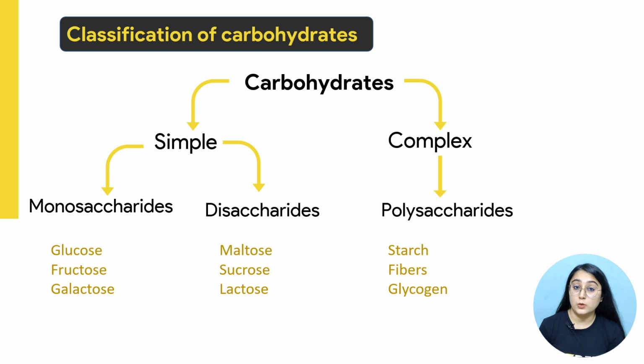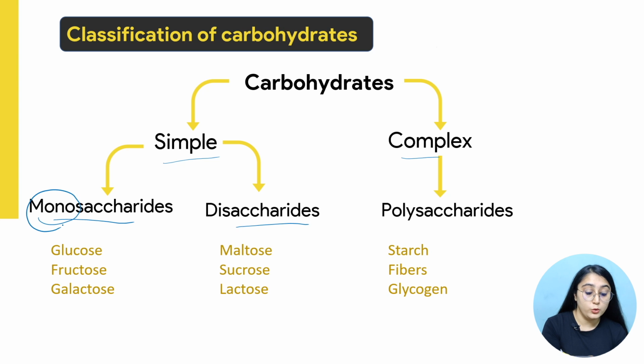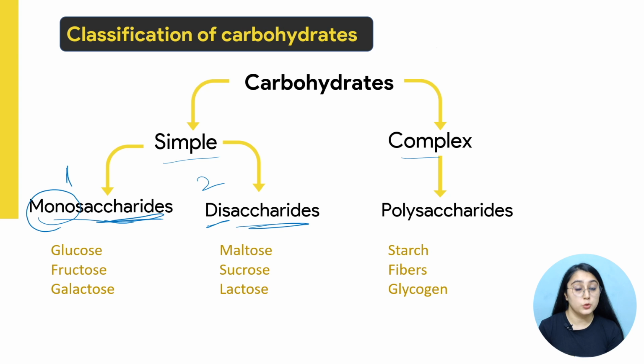Now if you look at the classification of carbohydrates, carbohydrates can be divided based on the number of sugar or saccharide units as simple or complex. In the simple, we have monosaccharides and disaccharides, and as the name suggests, mono means one and saccharide meaning sugar. Similarly, di meaning two and saccharide again meaning sugar. Poly means many and saccharide again means sugar units.